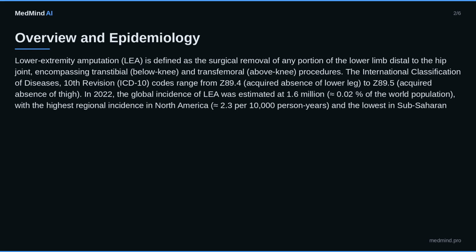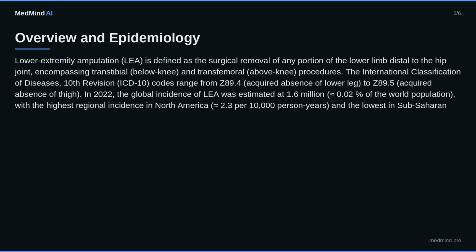Age distribution shows a bimodal pattern. 22% of amputations occur in patients greater than or equal to 70 years, while 18% occur in the 30 to 44-year cohort, reflecting the dual impact of peripheral vascular disease, PVD, and traumatic injury.